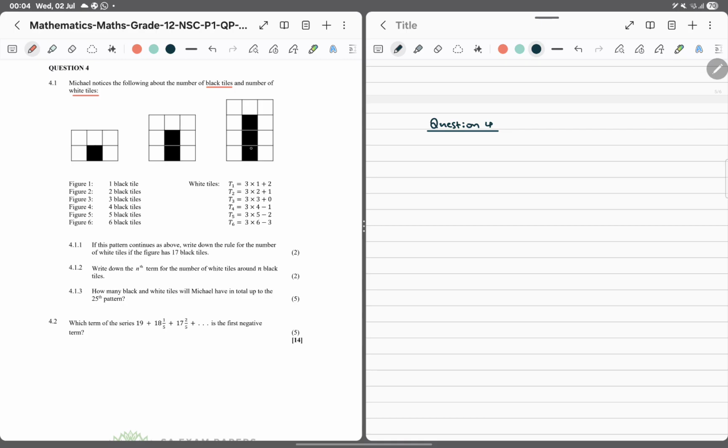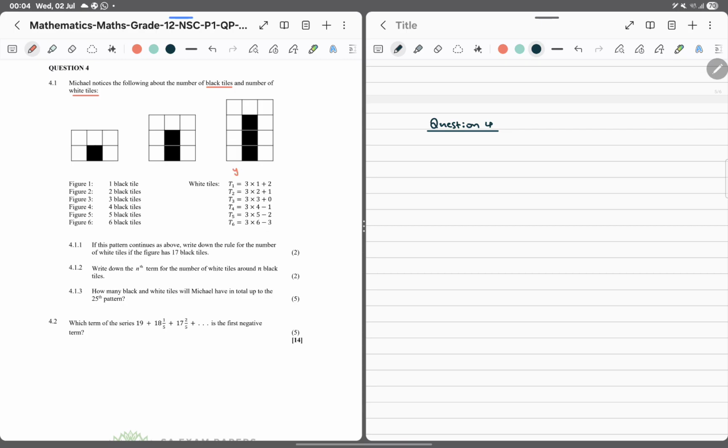So they increase by 2. We've got 3, 1, 2, 3, 4, 5, 6, 7, 8, 9. So it means as the black tiles increase by 1, the white tiles increase by 2. So literally these are both arithmetic sequences, technically. Alright, so not a big deal. So we've got these rules now. 1 black tile is going to be 3 times 1 plus 2, and then 2 is going to be 3 times 2 plus 1.